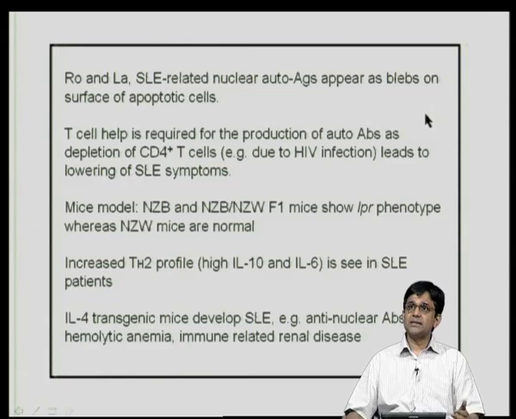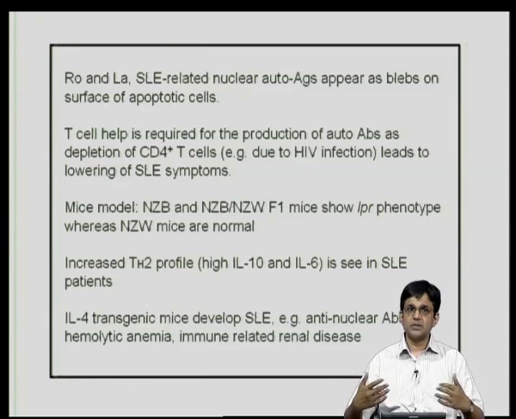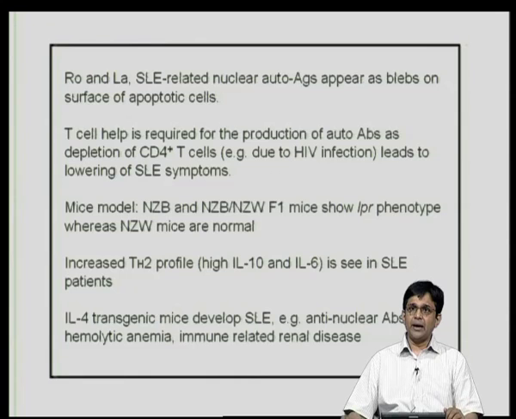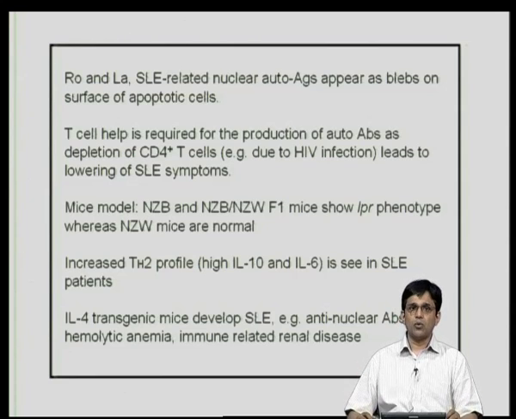What is known is that the nuclear antigens, especially Ro and La, are the important ones, and they appear as blebs on the surface of apoptotic cells, and a lot of the antibody response is against these nuclear antigens. Now T cells are clearly playing an important role, because if the CD4 numbers go down, as has been seen in HIV patients, then it leads to lowering of SLE symptoms. So clearly T cells play an important role over here.